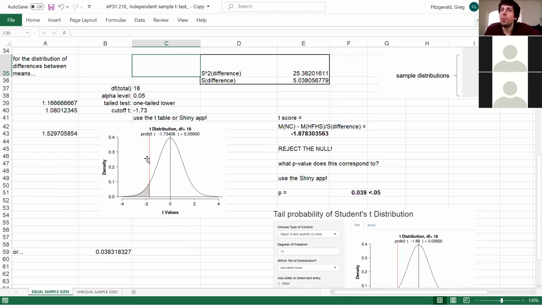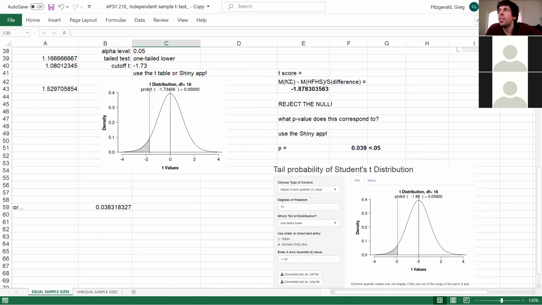So if you scroll down to the bottom part of our Excel spreadsheet, here is an overview of calculating the t-score, and then I got a screenshot of the t-distribution Shiny app. This is exactly what we saw before, there's no difference. And I also calculated the p-value, concluded it's less than 0.05, so we would reject the null hypothesis.